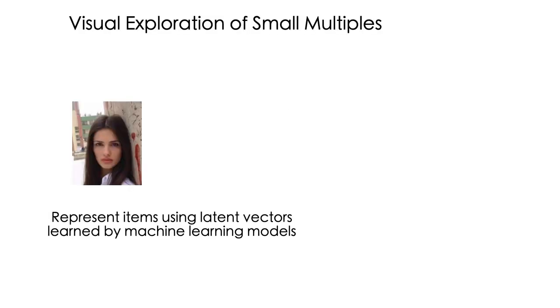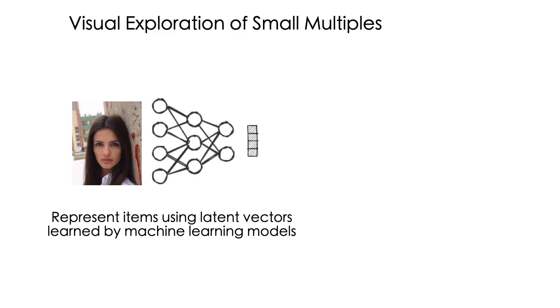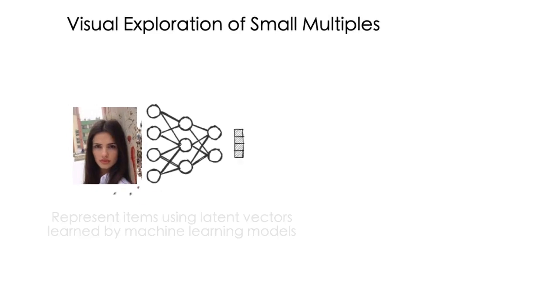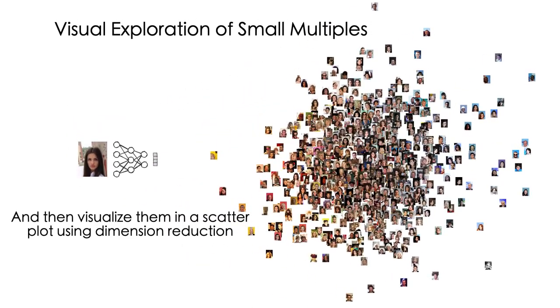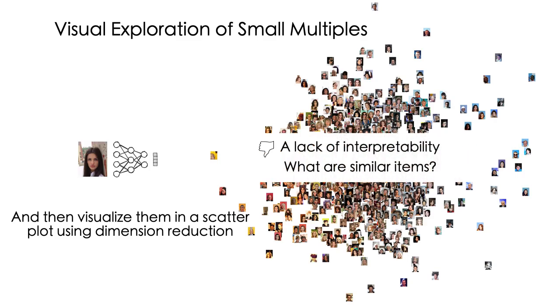One commonly used method is to represent those items using latent vectors that are learned by machine learning models, and then display all those items in a scatter plot by applying a dimension reduction method to the latent vectors. While similar items can be identified with this method, it suffers from a lack of interpretability. For example, it has a vague definition of what are similar items.